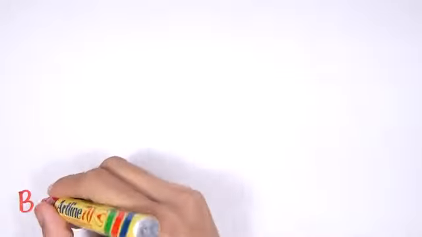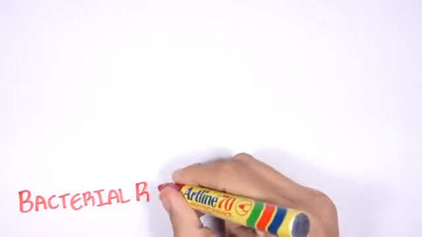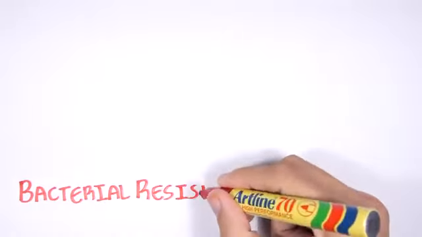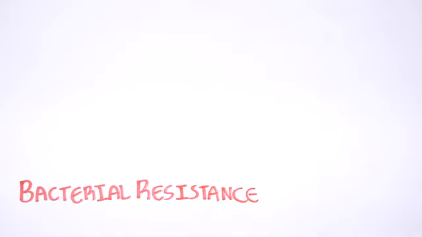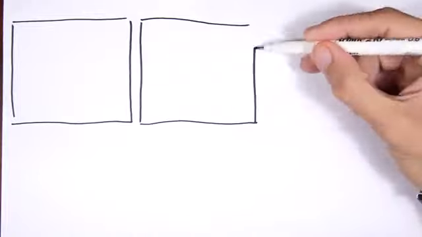So, in this video, we will investigate bacterial resistance to antibiotics. Basically, how some bacteria are resistant to antibiotics and how do they acquire such resistance. Let's start by looking at how bacteria can be grouped.